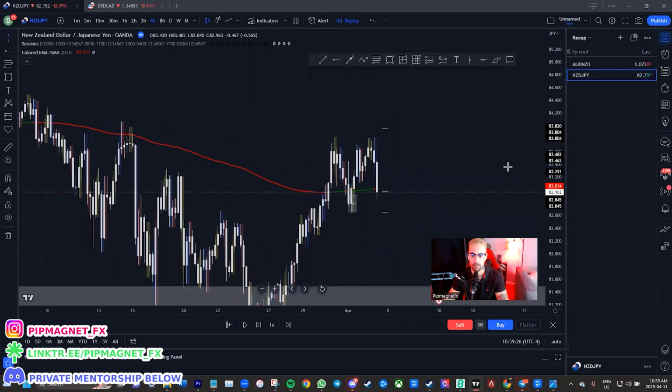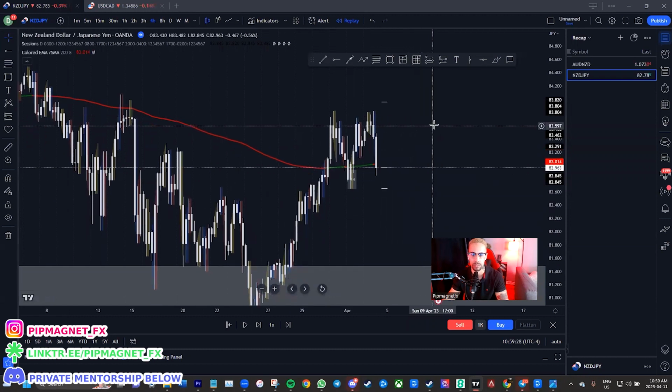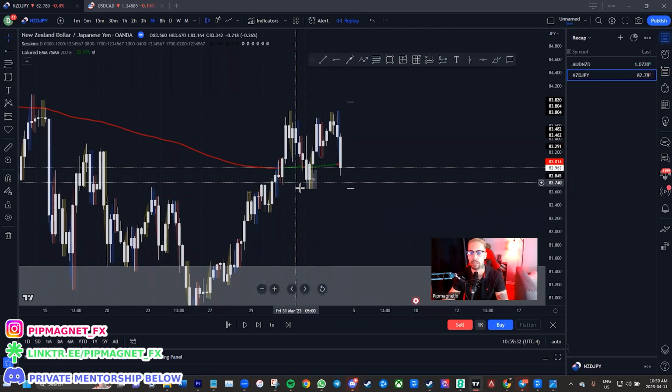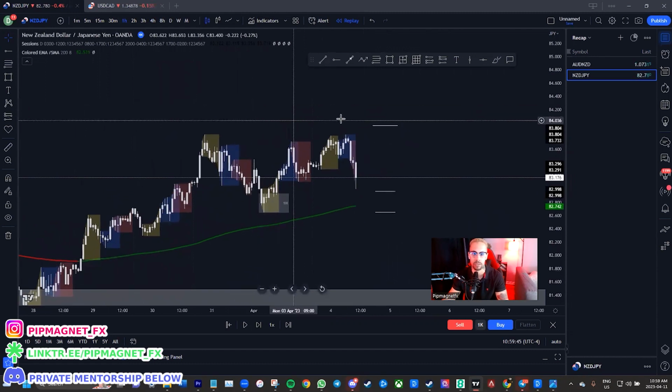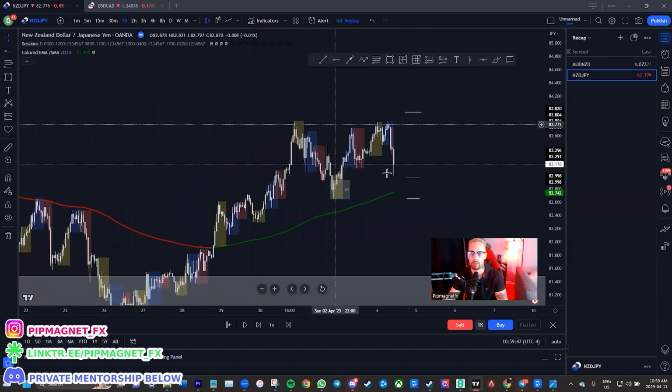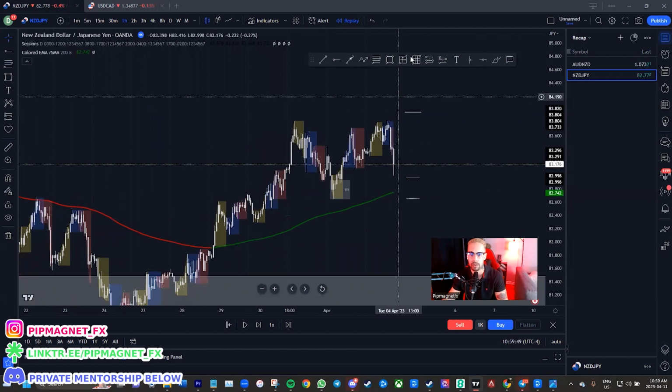Now, one thing I was looking for on this was a nice rejection of that 200 EMA on the 4-hour, okay? So we did dip below it once and twice here. Now I was looking for price to maintain above it and continue pushing higher, okay? Even if it was for a quick scalp or a quick intraday move, I still anticipated price to maintain above our 200 EMA, okay?